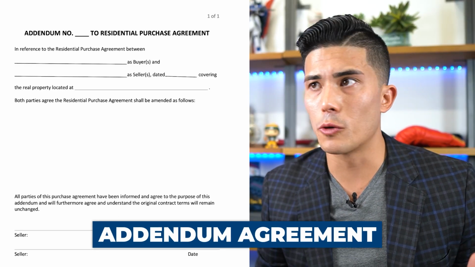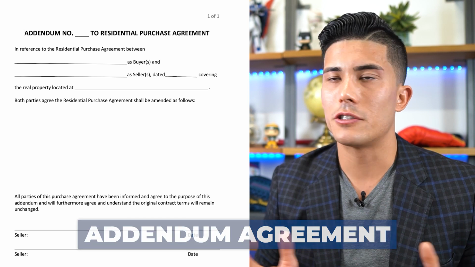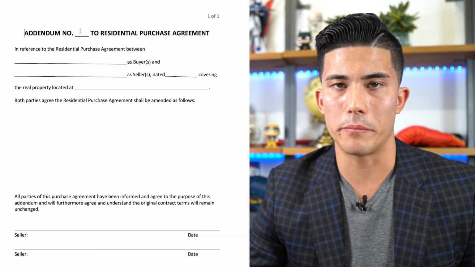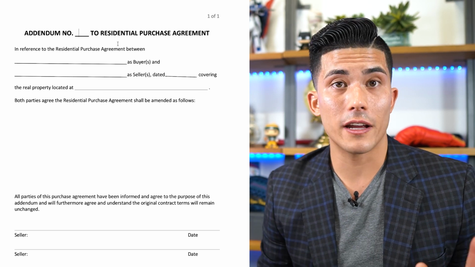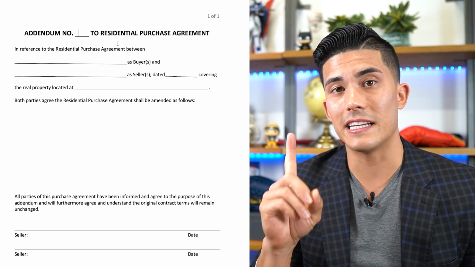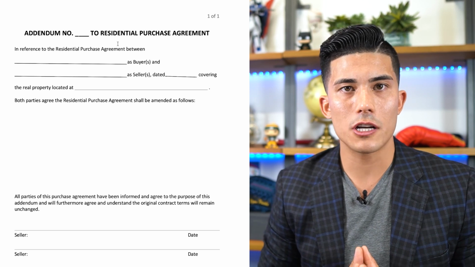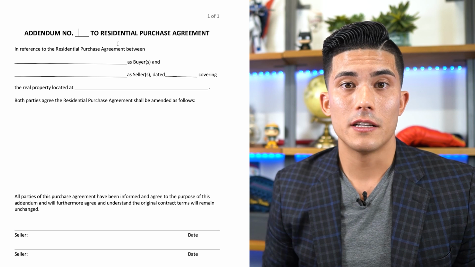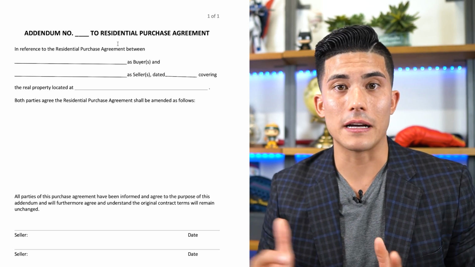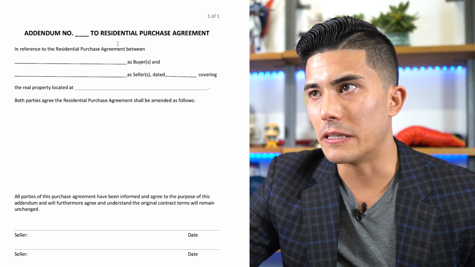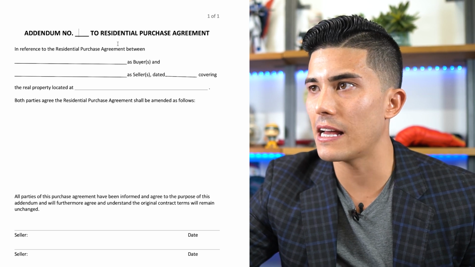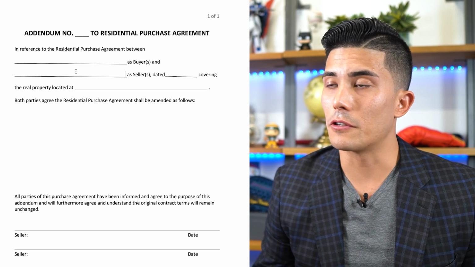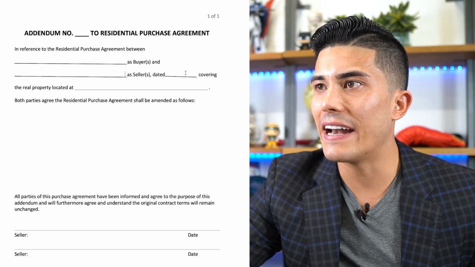Okay, so this page is super simple. This is the addendum to the residential purchase agreement. Right here, you're going to put addendum number. So if this is the first change you guys are making to the contract, it would be addendum number 1. But you can have contracts that have multiple addendums. So you could be on addendum 3, 4, 5, depending on how many changes you guys make throughout the process. Same deal, you're just gonna put the buyer, which is you, you're gonna put the seller, which is them, you're gonna put the date of the contract, and you're gonna put the real property located at that address.